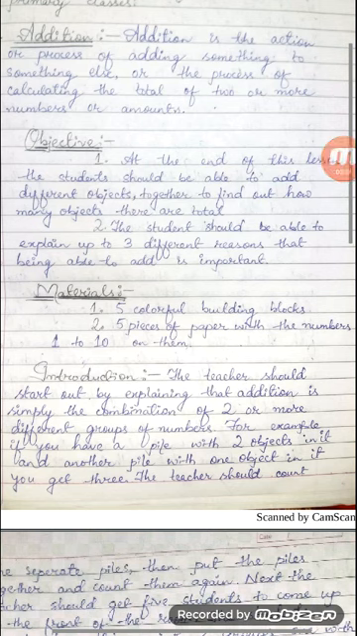with the numbers 1 to 10 on them. Introduction. The teacher should start out by explaining that addition is simply the combination of two or more different groups of numbers. For example, if you have a pile with two objects in it and another pile with one object in it, you get 3.